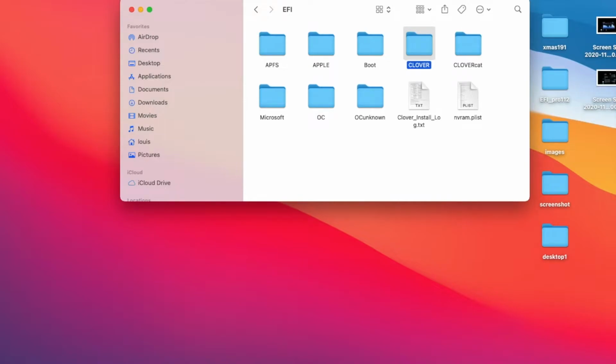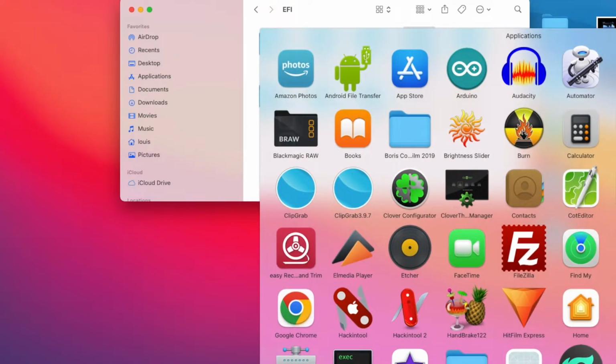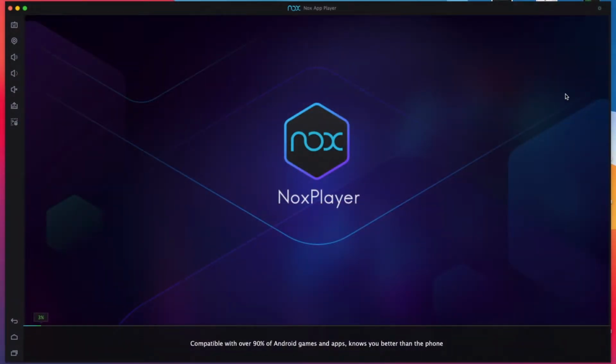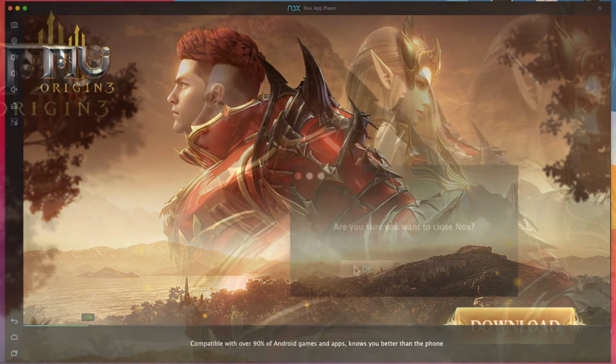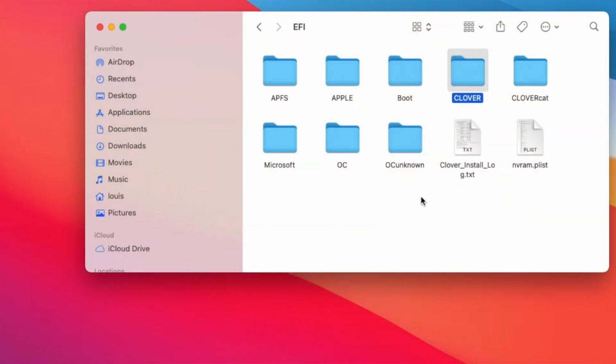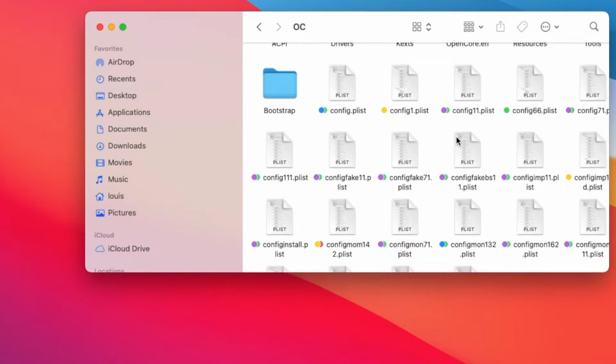Now, if I open Nox, it's so good. Alright? So the only way that you can get rid of the artifacts and glitches for the HD 4600 is not to use OpenCore. Look at the OpenCore, I fix everything.